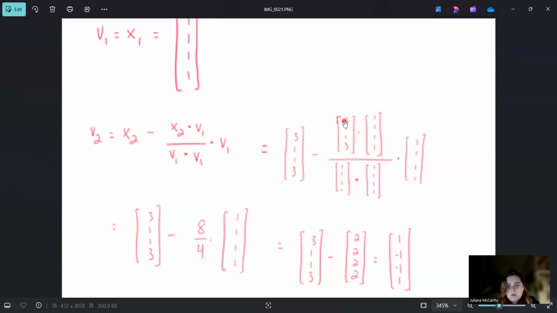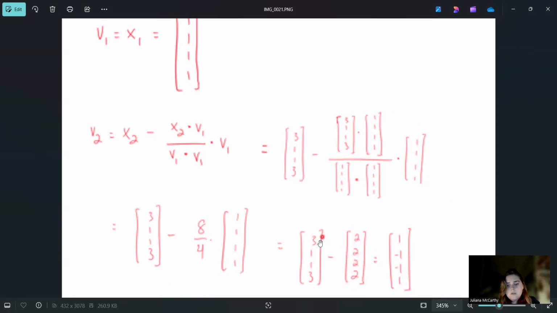So it's going to be 3 times 1 plus 1 times 1 plus 1 times 1 plus 3 times 1. So that's 3 plus 1 is 4 plus 1 is 5 plus another 3 is 8. So that's what you have here. And again, 1 times 1 plus 1 times 1 plus 1 times 1 plus 1 times 1. So that's 1, 2, 3, 4. So 8 over 4, that becomes 2. Multiplying that by V1, we're just going to get 2, 2, 2, 2.